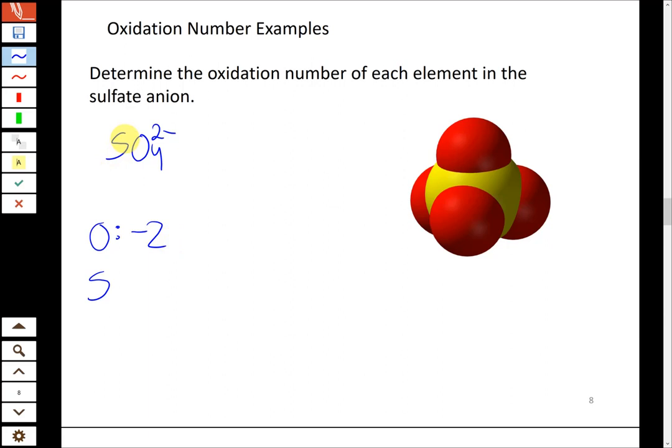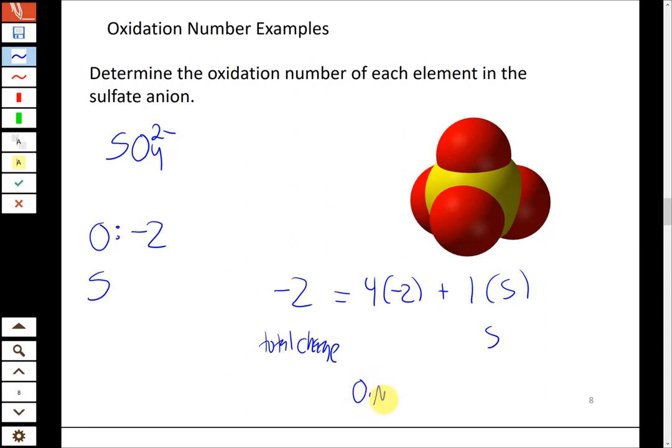In this case, we're going to use the same trick as last time. The sum of the oxidation numbers equals the overall charge. The only difference is that this time the total charge is -2 because it's an anion. It's not balanced with any charges from anything else. So our total charge is -2, and that's going to be equal to the sum of the oxidation numbers. So we have 4 oxygens that are -2 each, plus 1 sulfur, whatever that is. We're going to solve for the oxidation number of sulfur, using S as the variable. The oxidation number for sulfur is going to be +6 to balance this out. So -8 plus 6 equals -2, the total charge. So we need a +6 on sulfur.